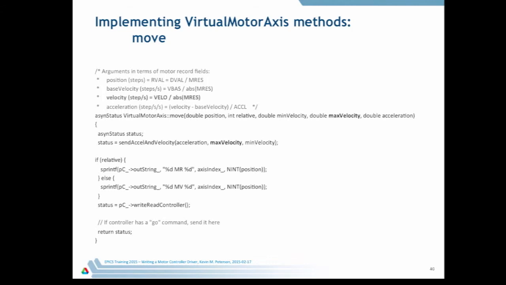The move velocity is the velo field divided by the absolute value of the mres. This is not the case for other velocities that are sent to your driver, and this is probably the most obvious. Your acceleration is an acceleration time, so this acceleration is the previously calculated velocity minus the previously calculated base velocity. So it is the velocities already corrected for mres, so already converted to steps per second.